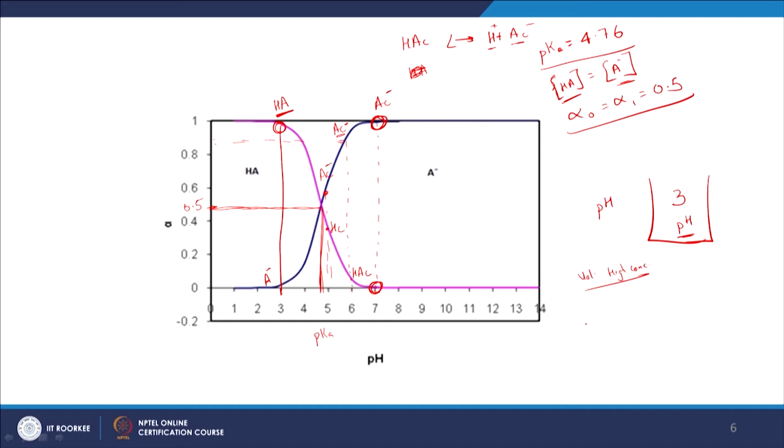Why is that? Because at pH 3 you see that almost all of it will stay as acetic acid, and thus it will not release the proton. A very minute fraction of it will be in the form of Ac minus, and thus very little H plus will be released. So, there will be little to no change in pH at pH 3. So, that is what we see here.